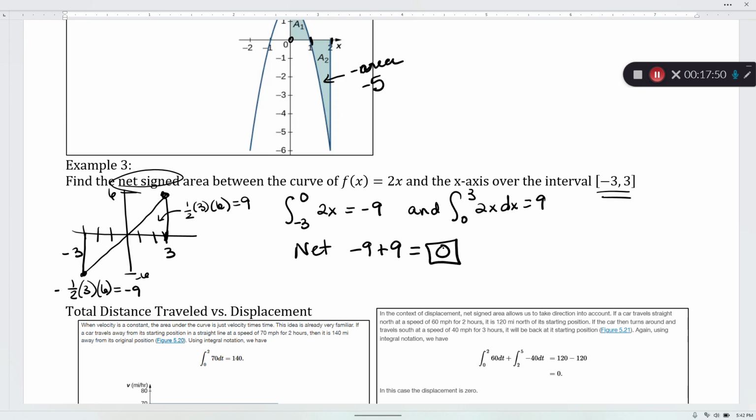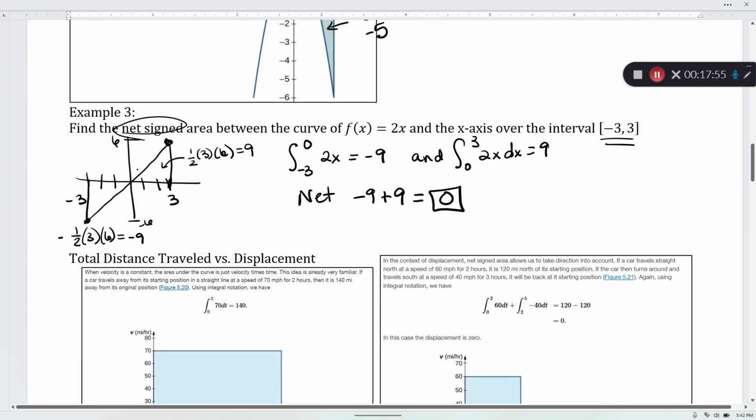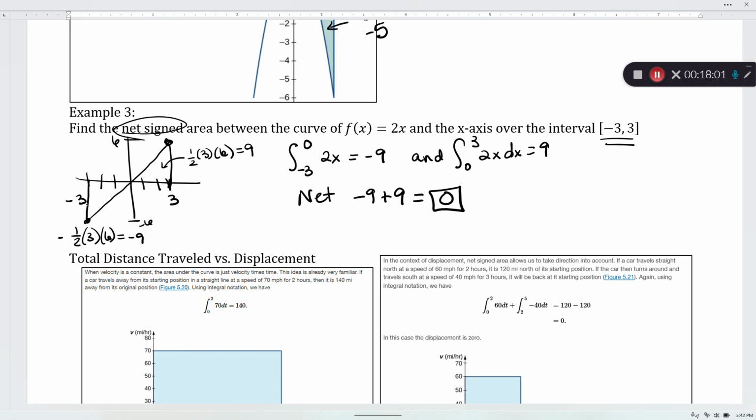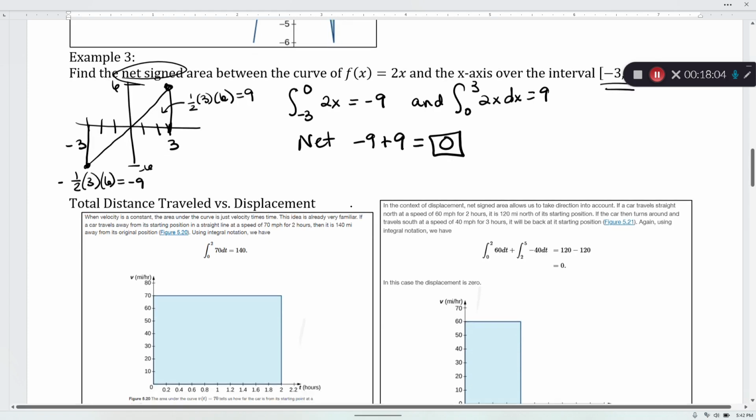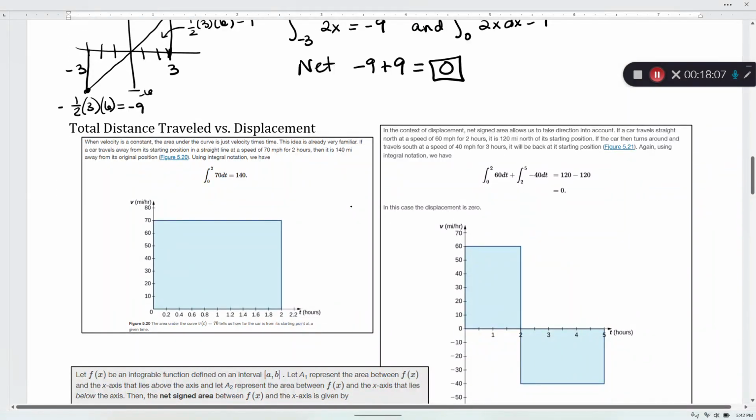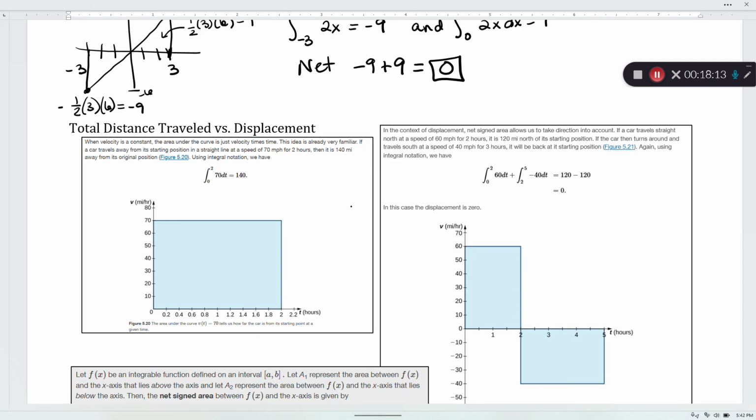Now, why do we like this and care about the signs? Although total area here, if you weren't doing signs, your total area would be 18, but you would compensate by putting an absolute value on the function if you wanted that. Okay, kind of a lot here notes-wise, but take a look at these with me. This is the velocity graph, okay? Velocity versus time. If you go 70 miles an hour for 2 hours, there's your velocity curve function, okay?